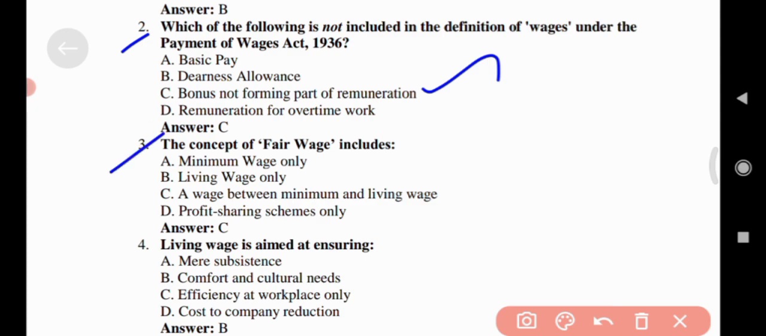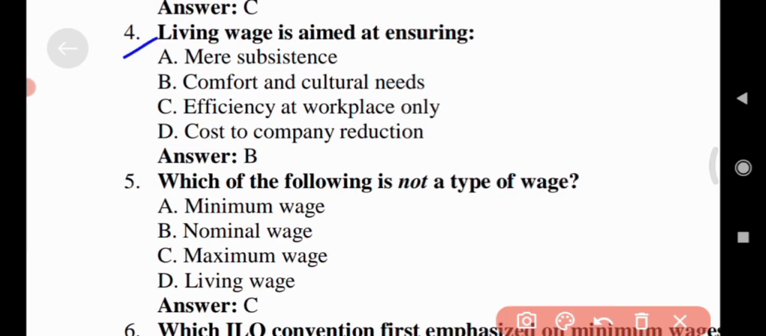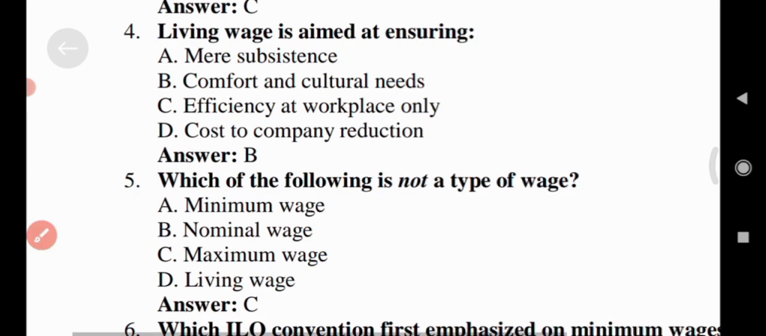The concept of fair wage includes option C: a wage between minimum and a living wage. Living wage is aimed at ensuring option B: comfort and cultural needs. Which of the following is not a type of wage? Option C: maximum wage.